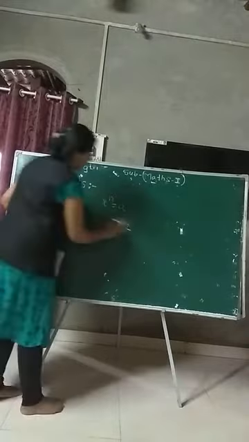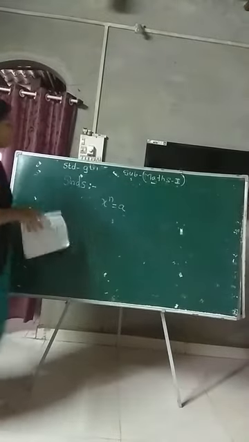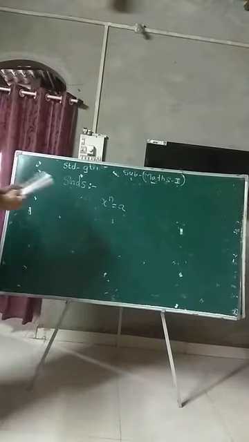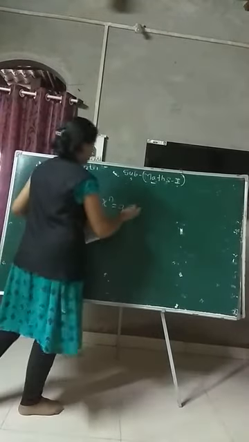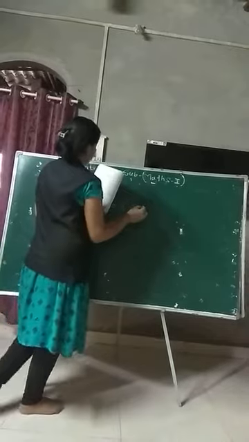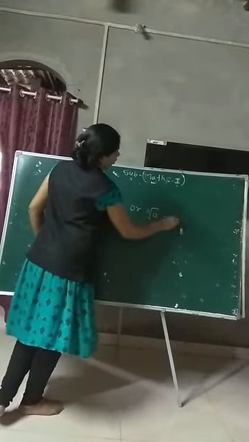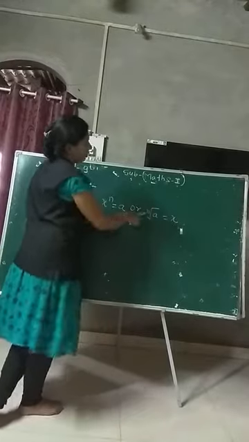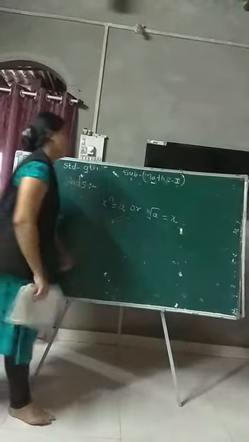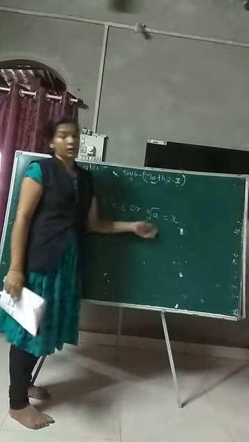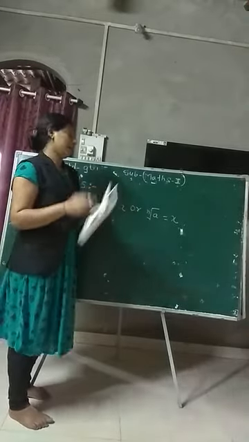And in this way we write: if nth root of a is x, then it is written as x raised to n is equal to a, or nth root of a is equal to x. We write here n because it is read as nth root of a is x.